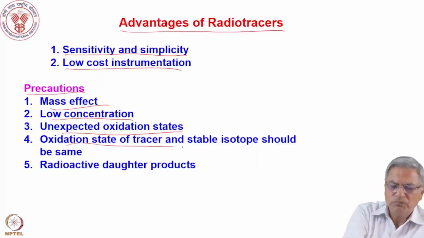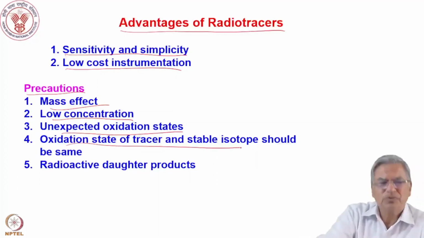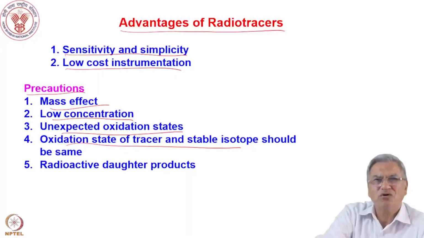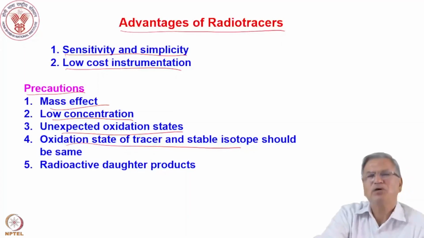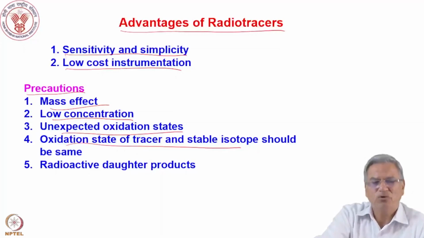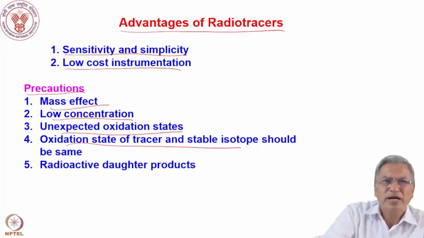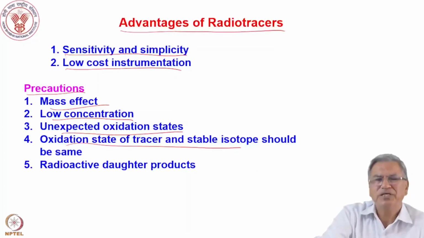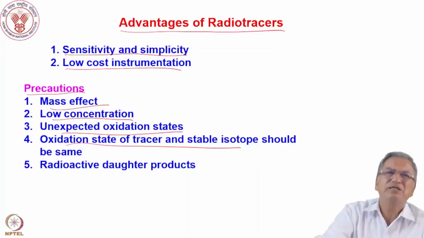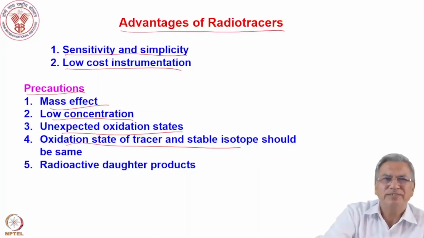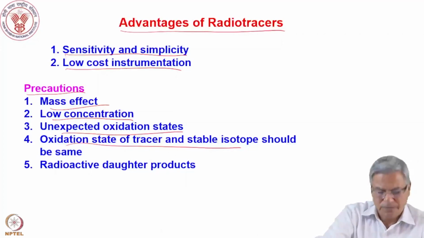Similarly, if you are using a tracer of an element along with stable isotopes, you have to make sure that the tracer and the stable isotope have the same oxidation state. Otherwise, we cannot trace the path of the element in the process. So suppose the tracer is in the iodide form, and the iodine present is in iodate form. You cannot trace the path of iodate using iodide. So you make sure both of them are in the same oxidation state.